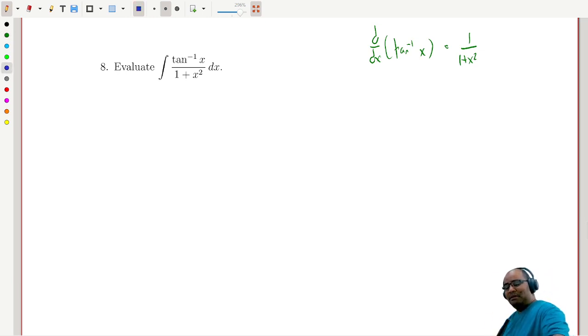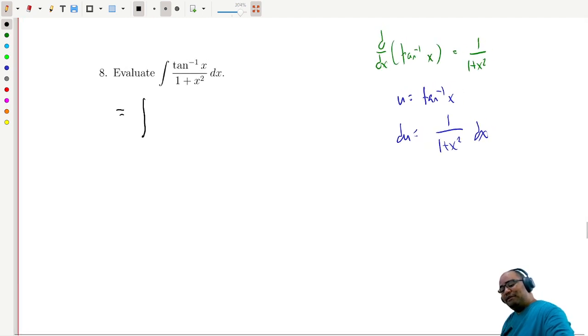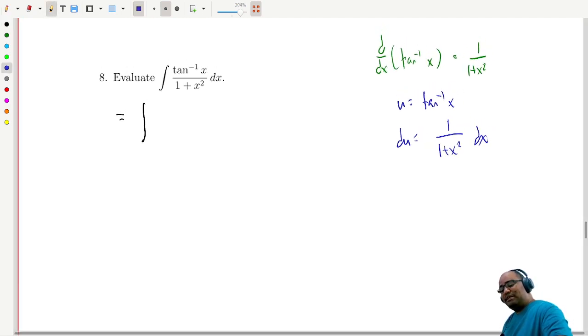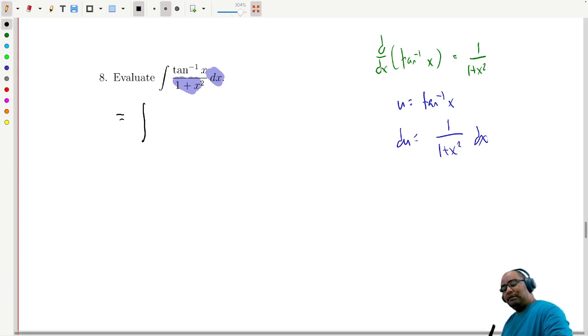And so what do you think my u is going to be? Well, u is going to be arctan x. And du is going to be 1 over 1 plus x squared dx. This one is as great as they come. So then we do all the replacements here. Let me go ahead and highlight what my du is. That's dx over 1 plus x squared. I'm just integrating u du.